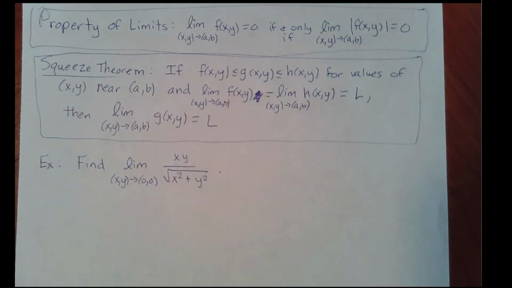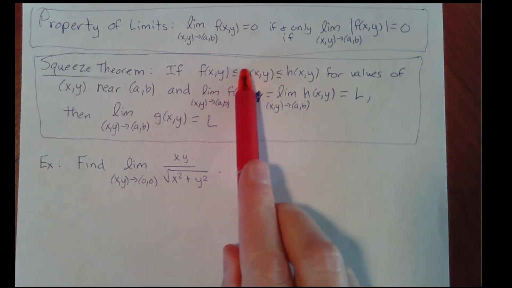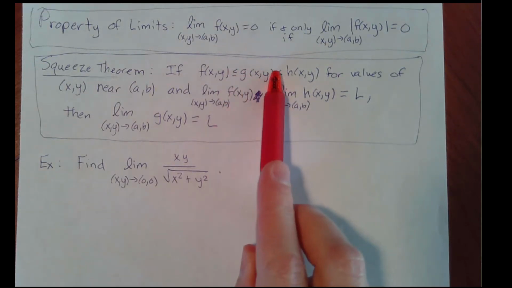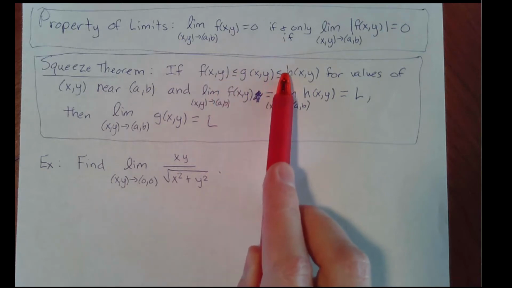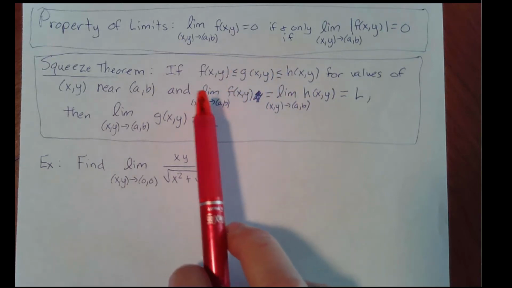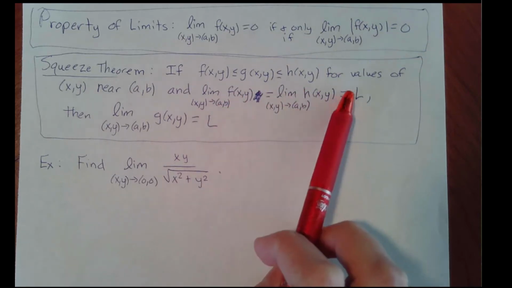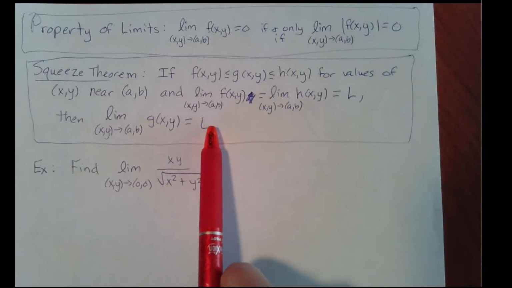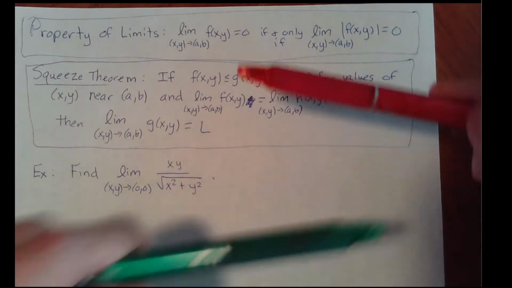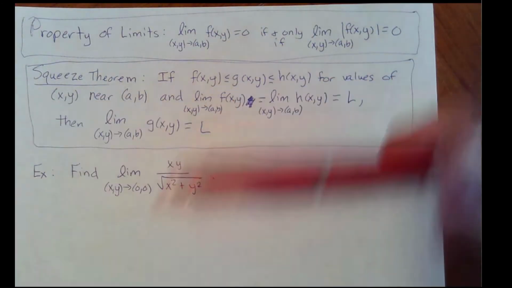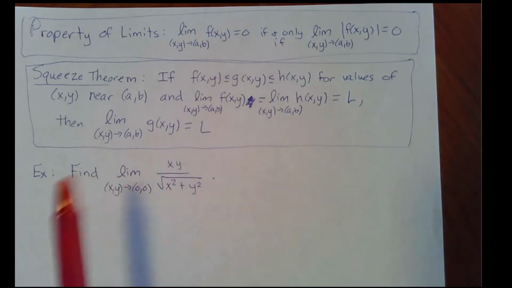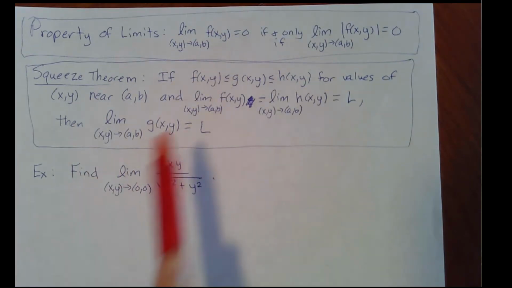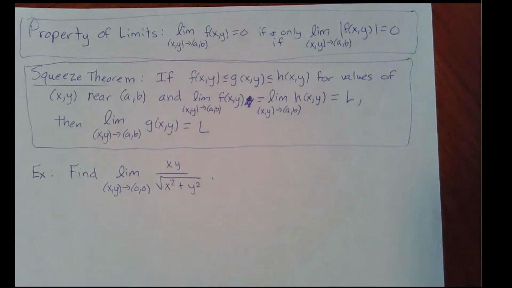So the squeeze theorem, which you may have seen in Calculus 1 with functions of one variable, basically says if you have one function that's squeezed in between two other functions, one function below it and one function above it, then if the lower function and the upper function both have the same limit, then the function in the middle also has to have the same limit, because it gets squeezed in between the other two. So it's forced to have the same limit at that particular value if we're talking about one dimension, or at the particular point if we're talking about functions with two variables.